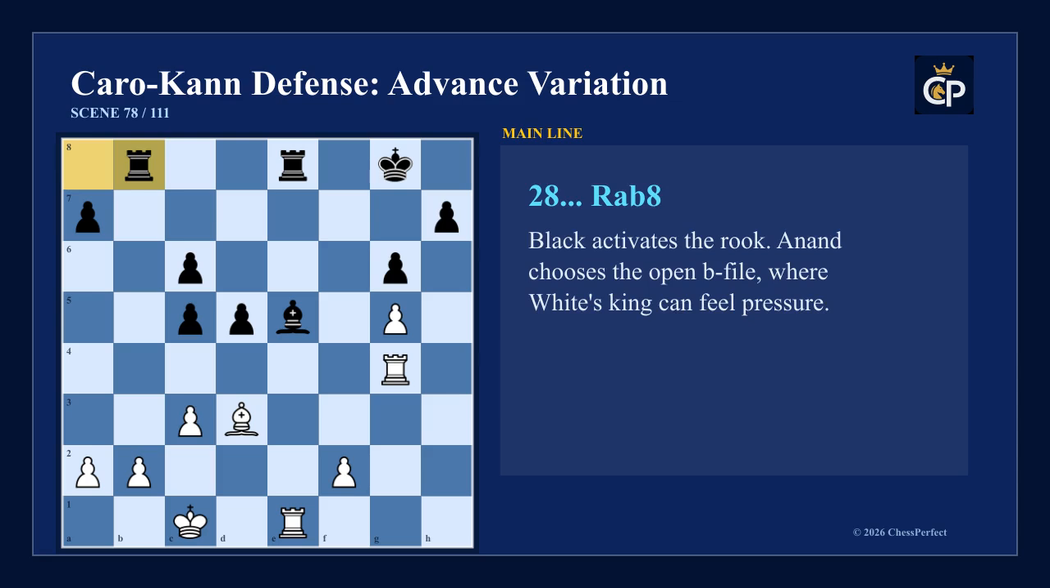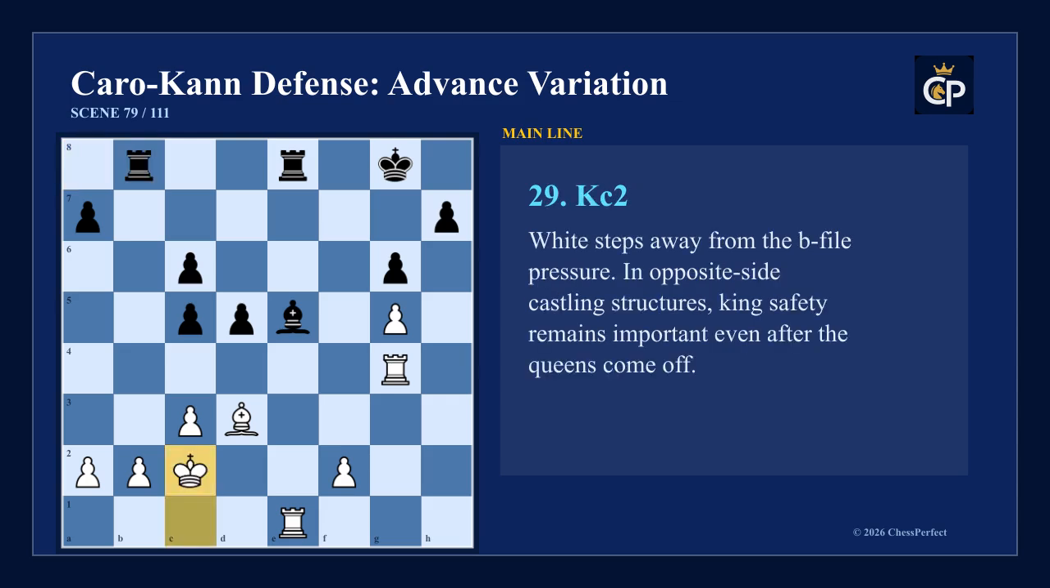Rook on the a file to b8. Black activates the rook. Anand chooses the open b file, where white's king can feel pressure. King c2. White steps away from the b file pressure. In opposite side castling structures, king safety remains important even after the queens come off.